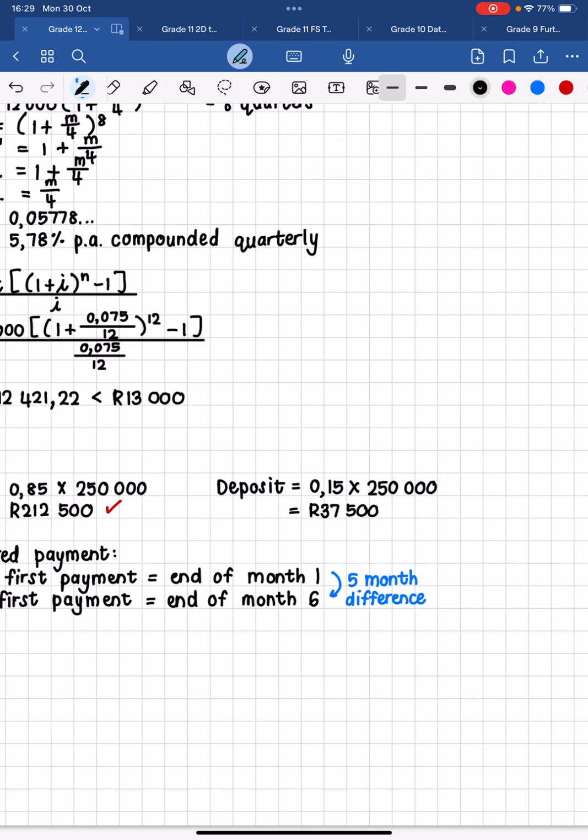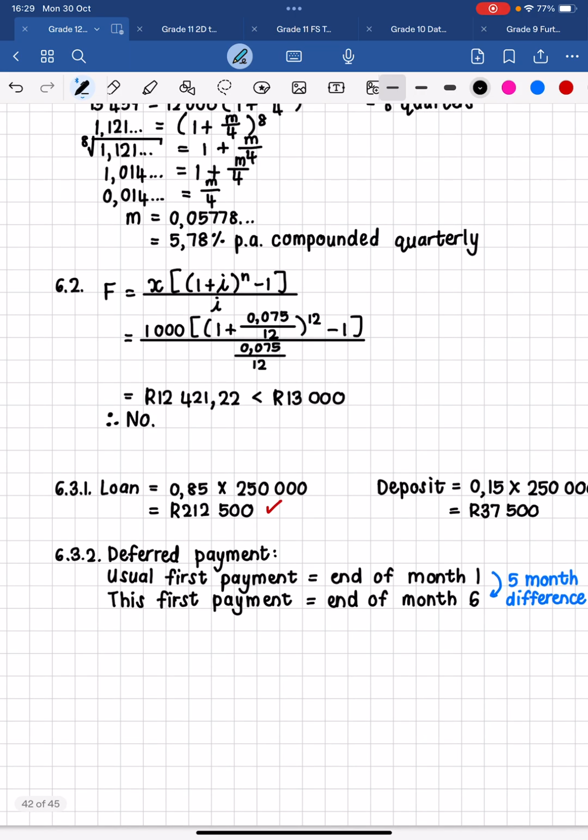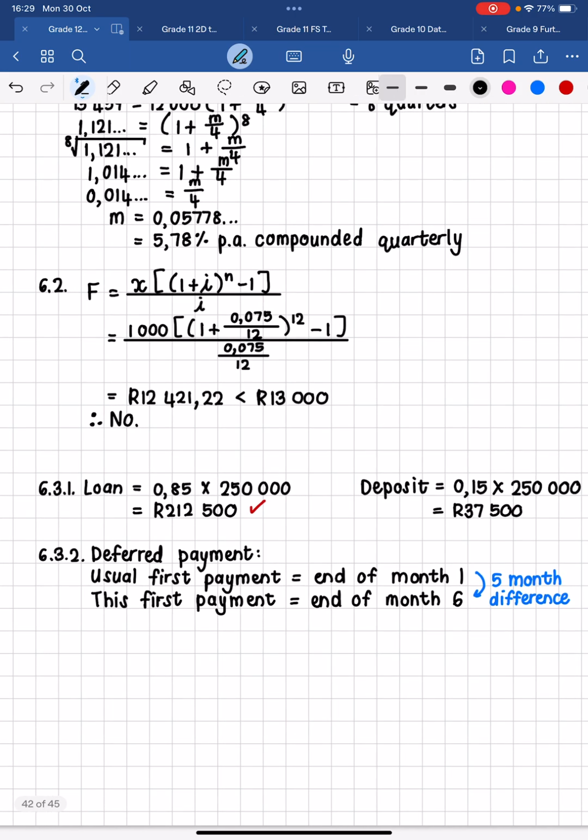Now, what that means, guys, is that in the 5 months that Thabo is not paying, right? Because he got the money, and then 5 months pass, and he hasn't paid a cent. At the end of that 5-month extra period, he doesn't still only owe 212,500 Rand. No, the bank is going to charge him interest for those 5 months. So the first thing that's going to happen is that the P value, the present value of the loan, is going to be more than it was. So the P value increases with 5 months interest.